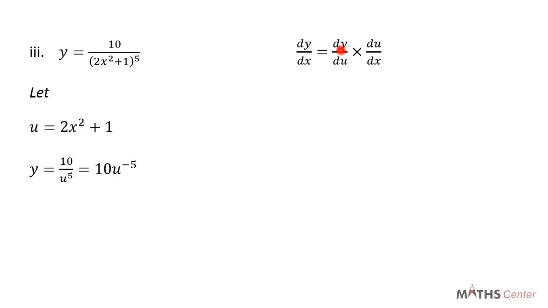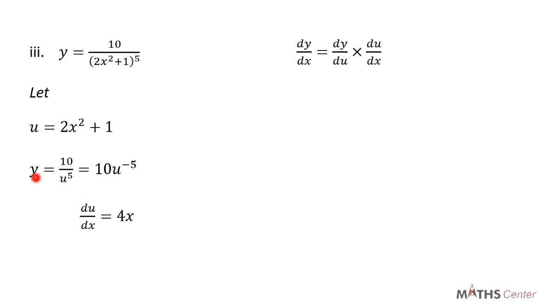We will need dy/du, and we also need du/dx. So we will differentiate u with respect to x, and we differentiate y with respect to u. Let's start with du/dx. For du/dx, we have 4x. When you differentiate 2x squared, you have 4x. You differentiate 1, you get 0, since it's a constant.